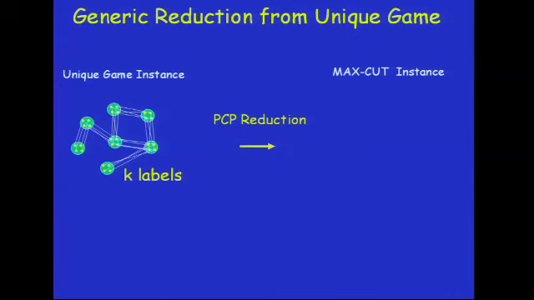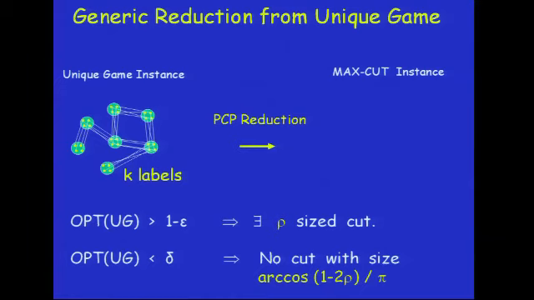So we will have a reduction, meaning the reduction itself is an algorithm which takes a unique games instance and produces an instance of the max cut problem, which is simply a graph, and it has the following properties. The unique games instance is either highly satisfiable or highly unsatisfiable. Okay. If it's highly satisfiable, then the graph that we are going to produce will have a large cut. So there will be a cut of size rho. Think of rho as a parameter, something like 0.8.